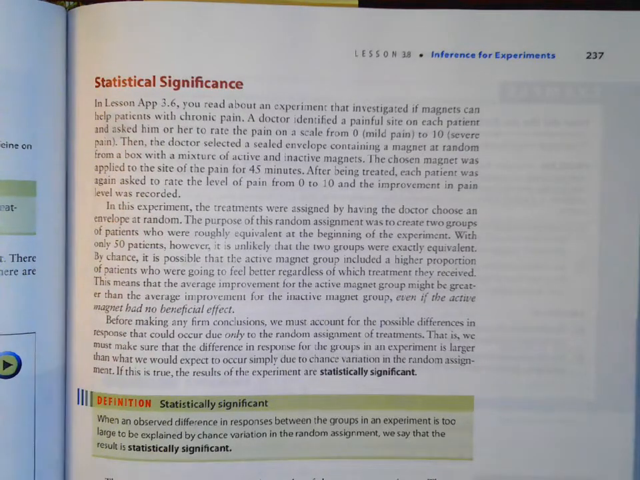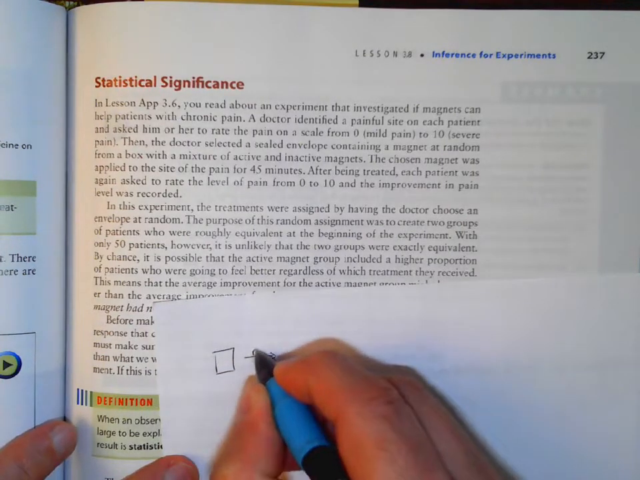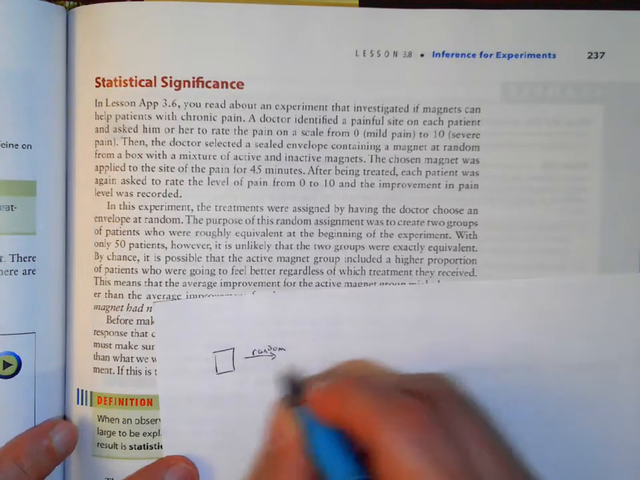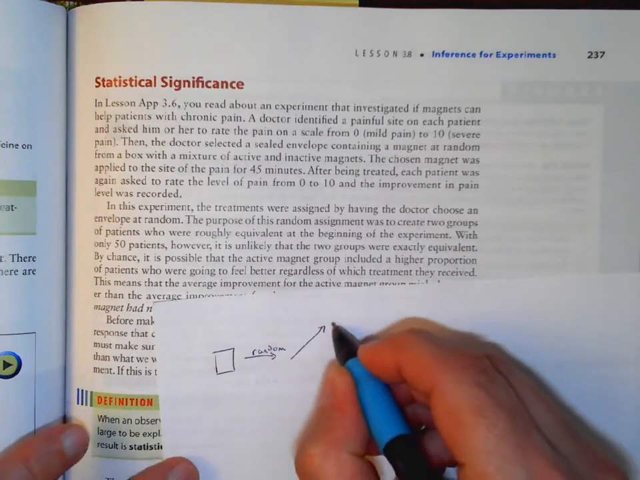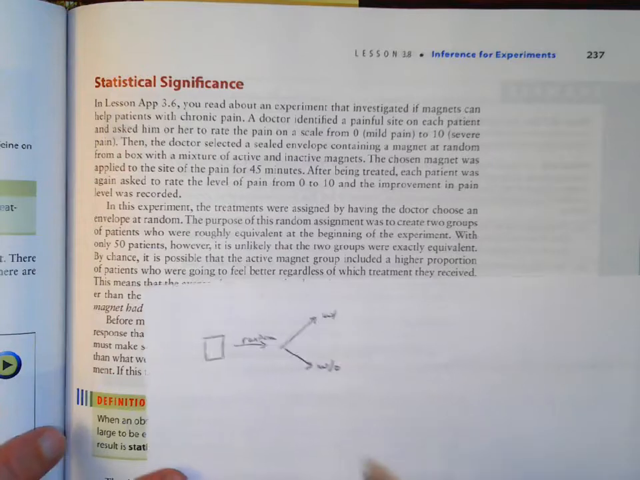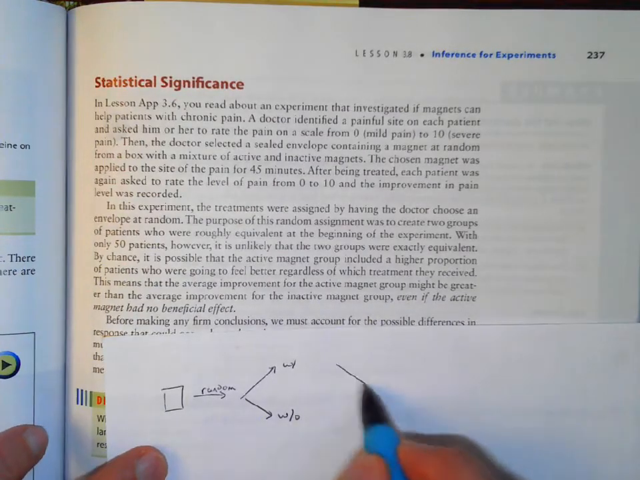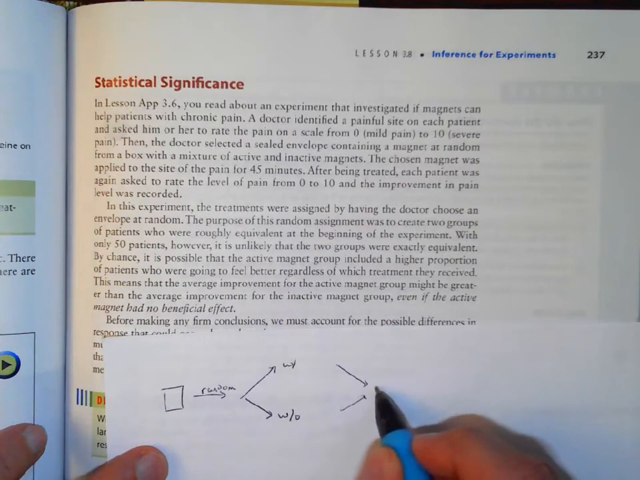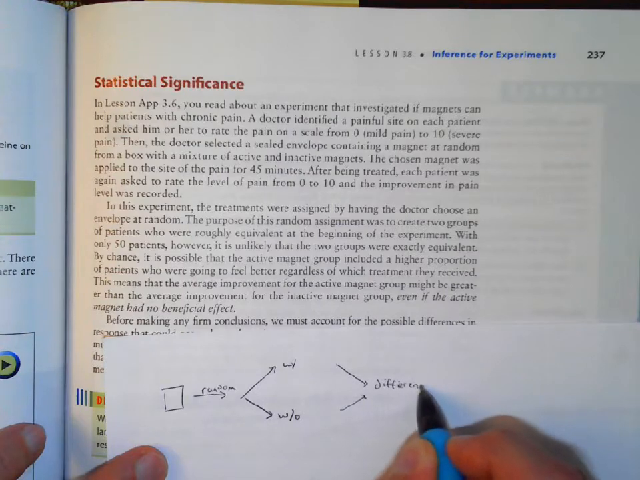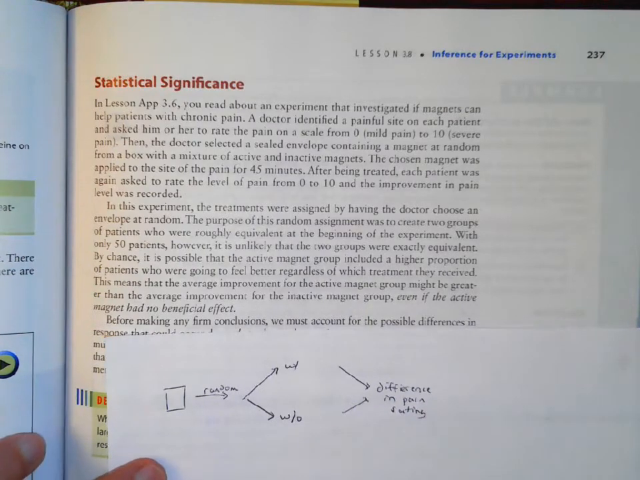So in this problem, we had a group of people, and we had a random assignment, and we had two groups, those with the magnet and those without the magnet. And then at the end, we came together and looked at the difference in pain rating. Okay, so that's kind of the design there.